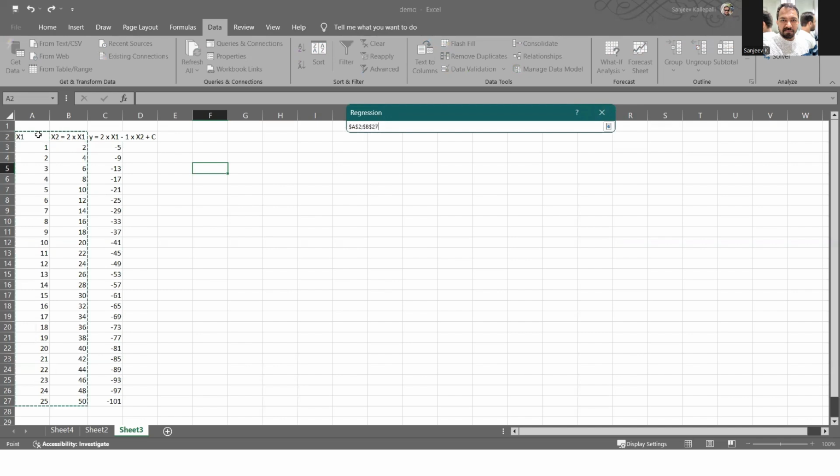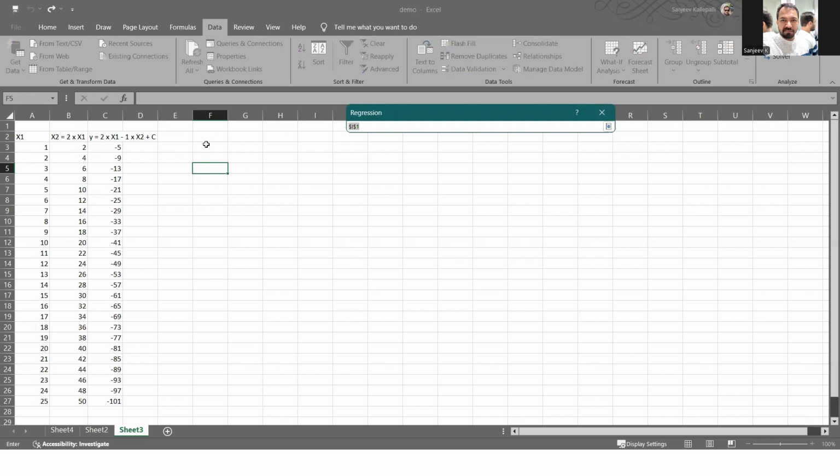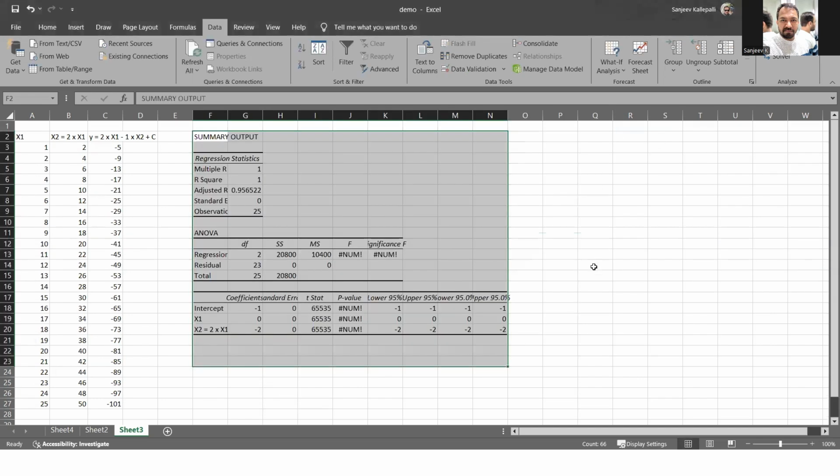x1, x2 is this. And then I'll say labels, it's not required, labels is required, okay. And then I'll say just go and put it in F2. Then I'll click OK. Now let us see what the data has to say.